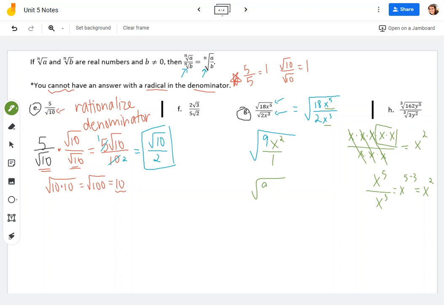So I'm just left with the square root of 9x squared. That's pretty easy to simplify because I can break that up: the square root of 9 times the square root of x squared. Square root of 9 is 3, times x. So my final answer is 3x. Great job.